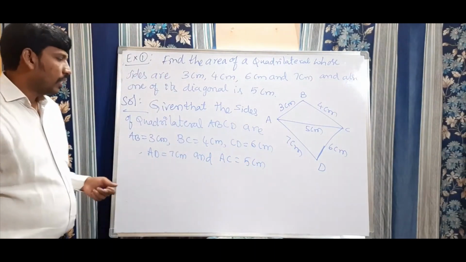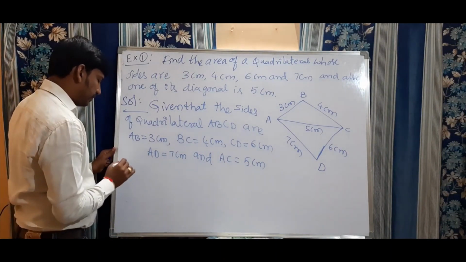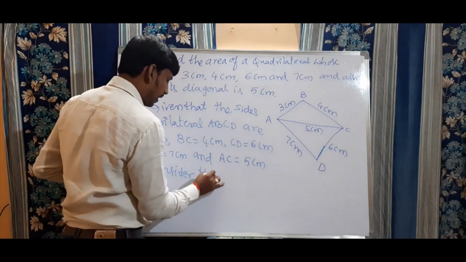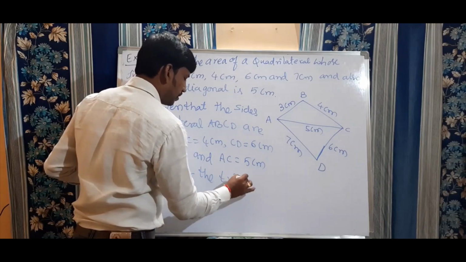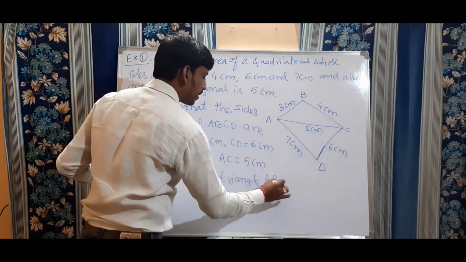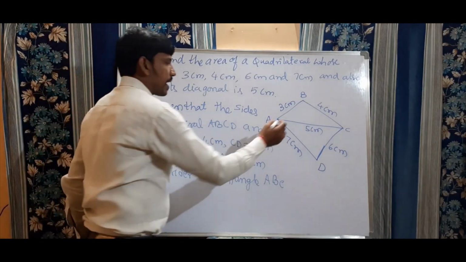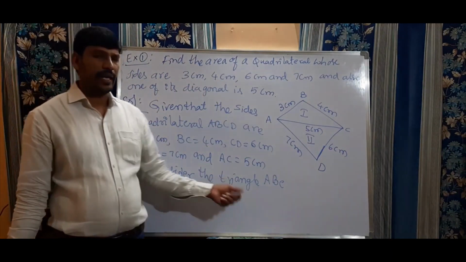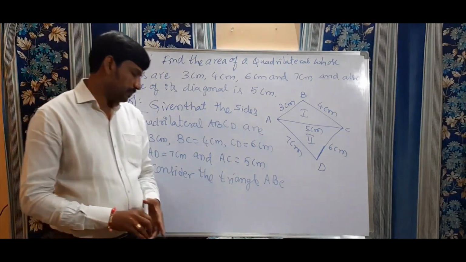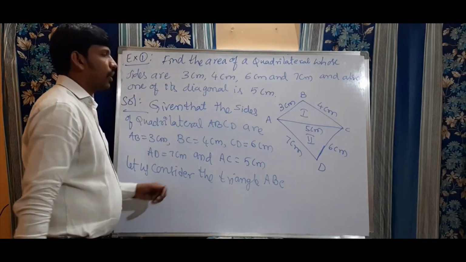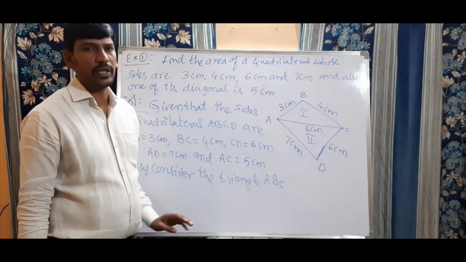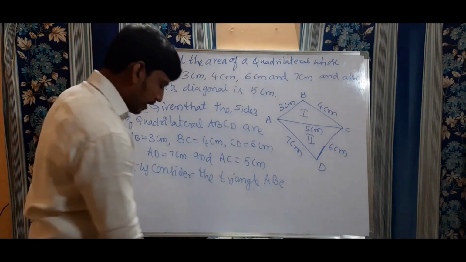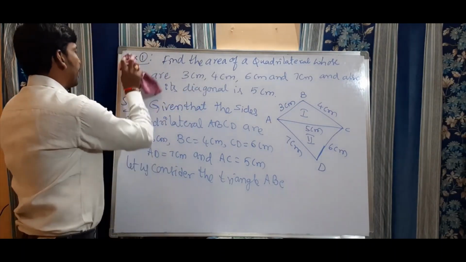Clear? Now, let us consider the triangle ABC. I am going to consider this triangle first of all. This is the first triangle, this is the second triangle. Clear? Let us consider triangle ABC. In this triangle ABC, we know all the three sides. They did not give any height. Clear? 3, 4, 5 centimeters. Right, my dears? So now, by using those three sides, we will first find the semi-perimeter.